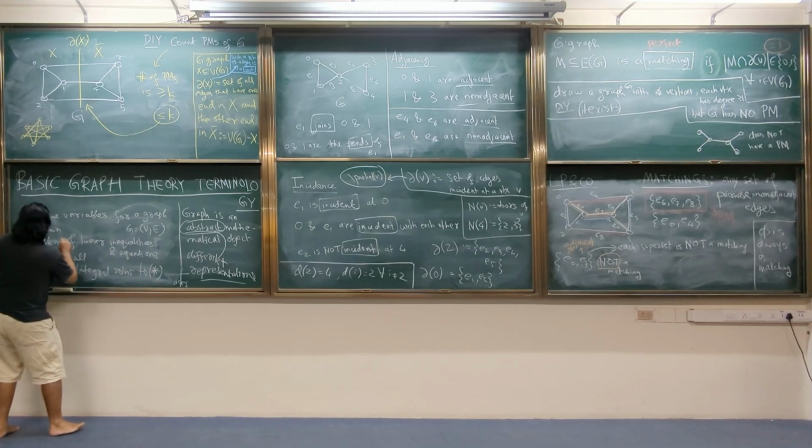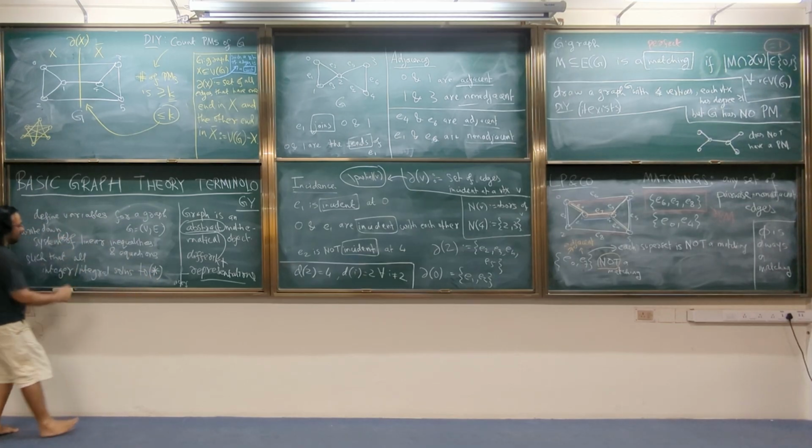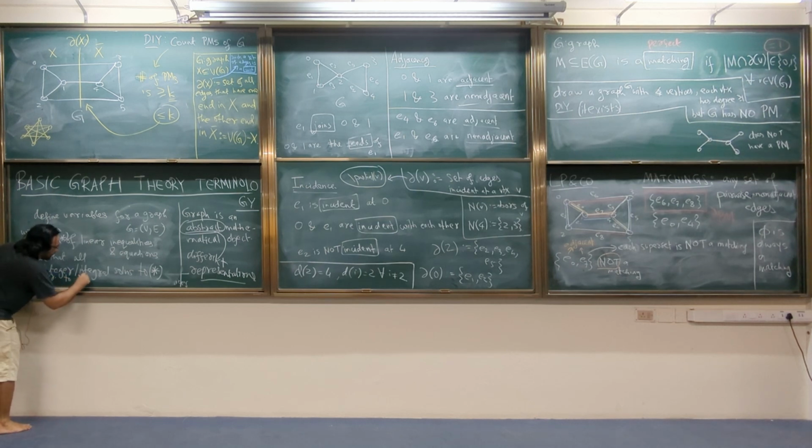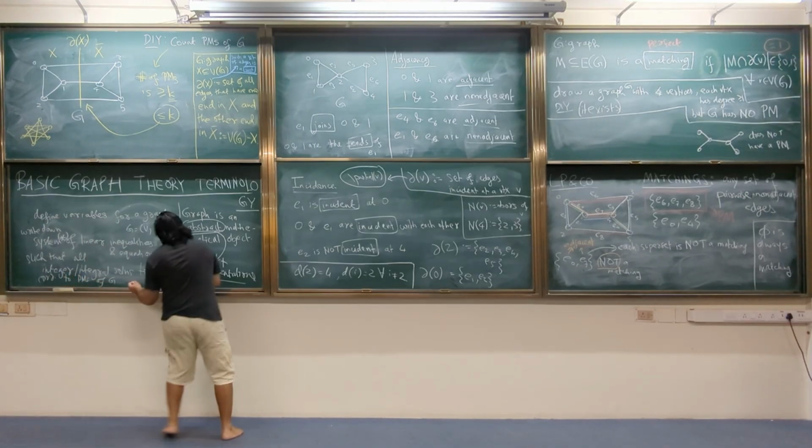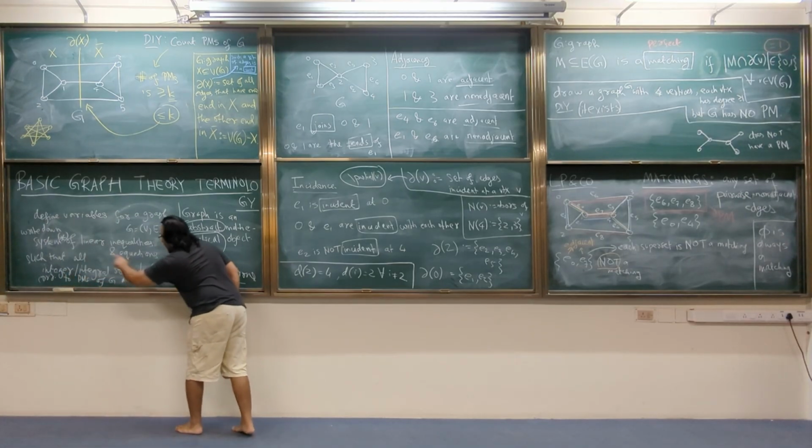So this system, let's call it star. They should correspond. The important word is correspond. They should correspond to the perfect matchings of G and vice versa. Every perfect matching should correspond to an integer solution.